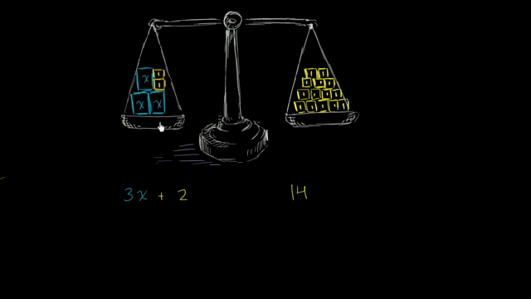And we see that the scale is balanced. It's not tilting down or upwards. So this total mass right over here must be equal to this total mass. The scale is balanced, so we can write an equal sign. Let me do that in that white color. I don't like that brown.